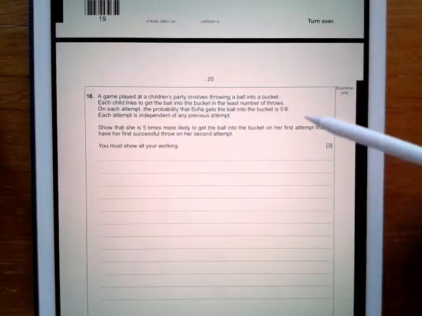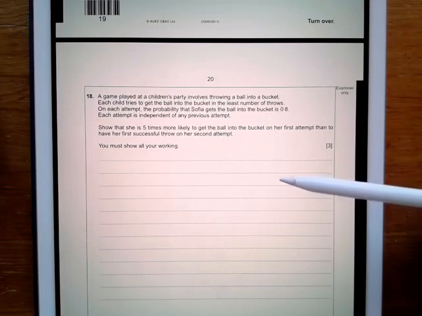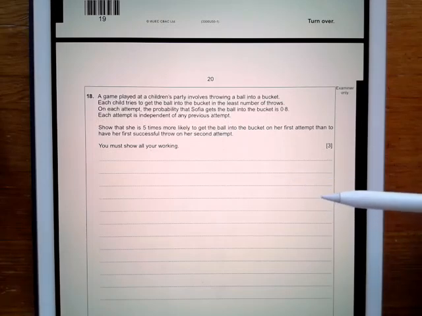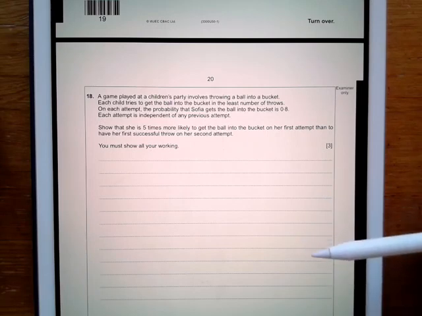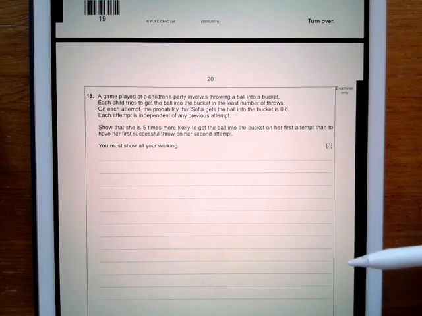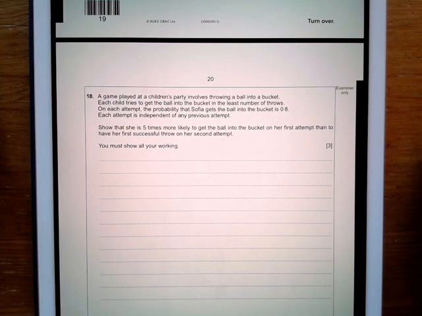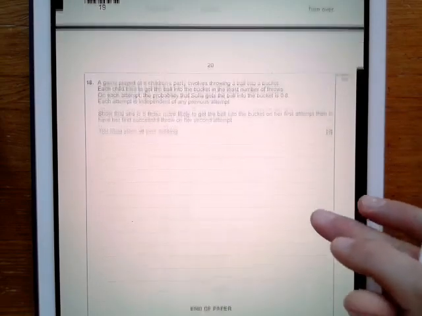Finally, the last question is another probability question. Some people would do this by drawing a tree diagram of their own, but it's simply what I said before. Just remember that if you do something more than once, you multiply the individual probabilities together. In this particular one, we've got Sophia. She's trying to get a ball in a bucket, and every time she has a go, she has a probability of 0.8 of getting it in. You've got to find the difference between the probability of her getting it on the first throw and the probability of her getting it on the second throw, and show that it's 5 times more likely that she'll have got it on the first than on the second. It's very, very easy. So anyway, that is your task for the week.